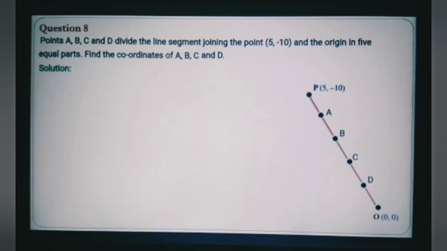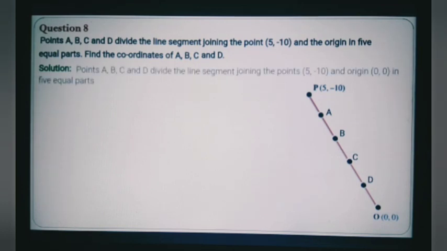So let's see how to do this. To calculate the coordinate of A, if I take this to be 1, this also 1, this also 1, this also 1, this also 1. So altogether from here to here, that is AO, is going to be 4 and PA will be 1. So what is the ratio in which A is dividing the line segment PO? It is 1 is to 4. This is 1 and from here to here is 4. So m1 is to m2 is 1 is to 4.